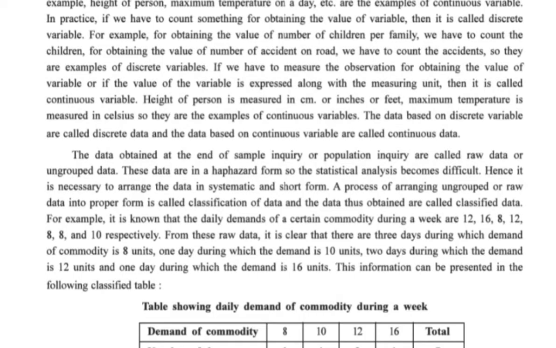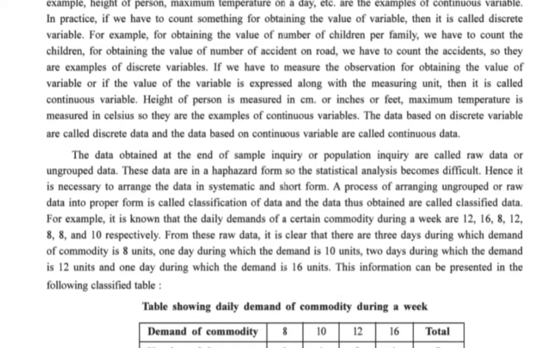Similarly, if we want to define continuous data, we can say that data with a continuous variable can be regarded as continuous data. I repeat, data with a continuous variable can be regarded as continuous data. Now, what do we mean by ungrouped data, or raw data? Data obtained at the end of a sample inquiry or population inquiry are called raw data or ungrouped data.